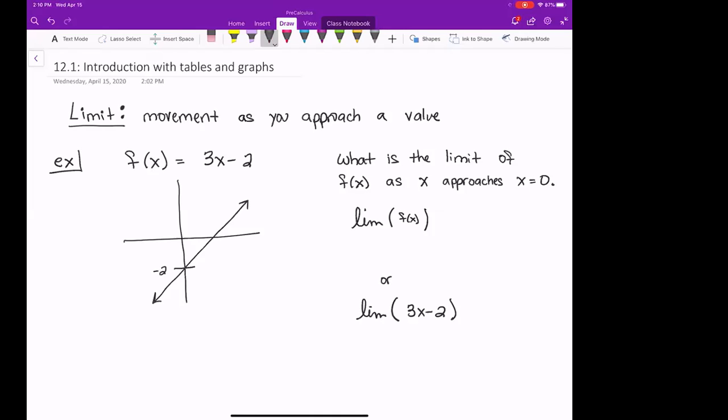As x approaches 0, as x approaches x equals 0. So that goes right below the limit. So you put a little x with an arrow, 0.